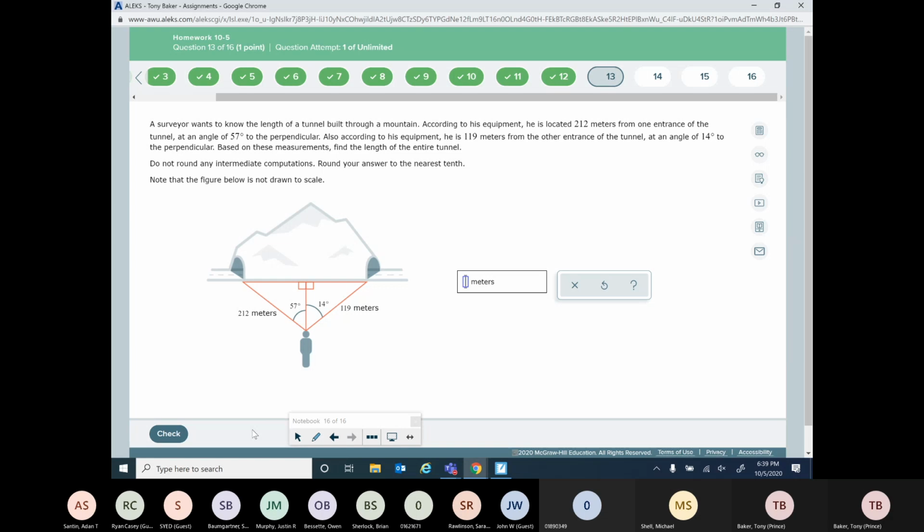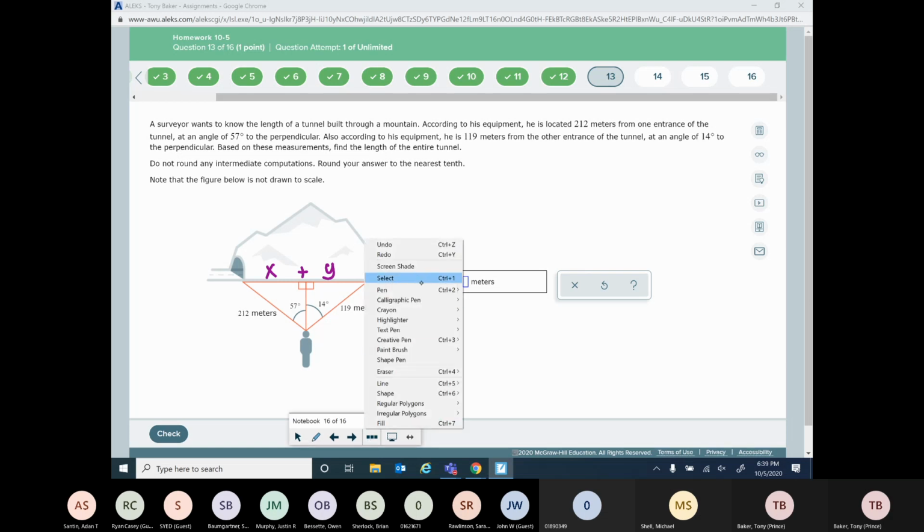All right. This one, again, it's the same thing, except it's looking at multiple triangles, and the problems look a little bit more complicated. So the hardest part of this problem is just figuring out what they're asking you for. So this one, the surveyor wants to know the length of a tunnel built through the mountain. So I'm basically looking for that value and that value. Those are the two values I'm looking for. And I'm going to add them together to get my answer.